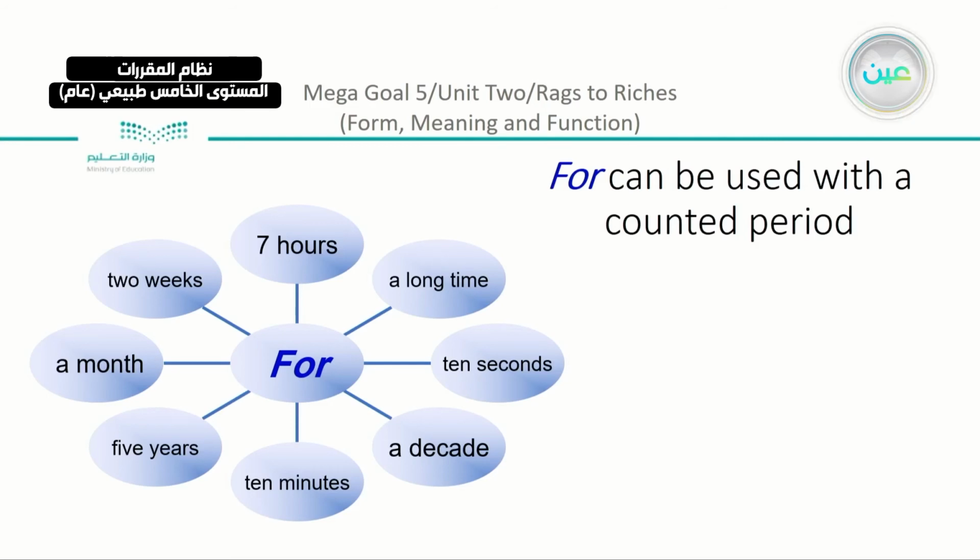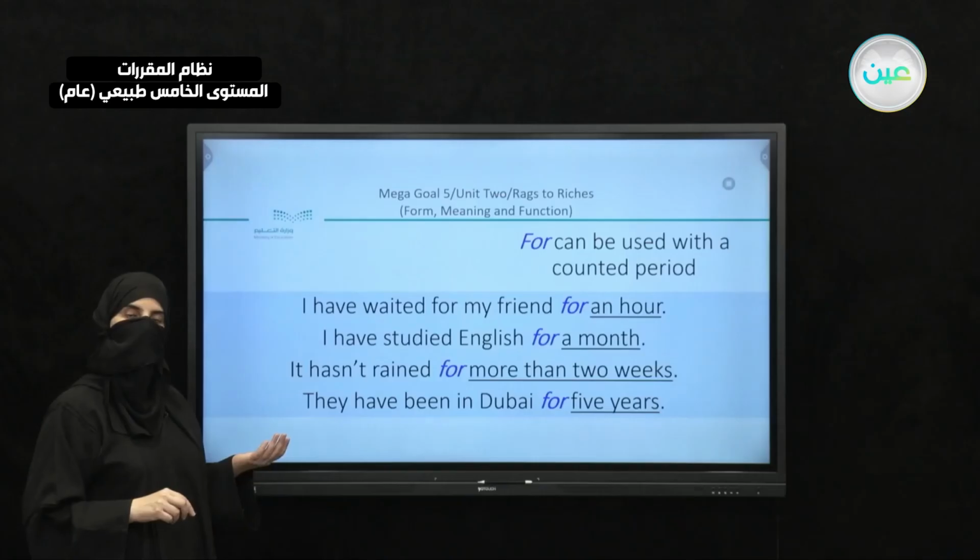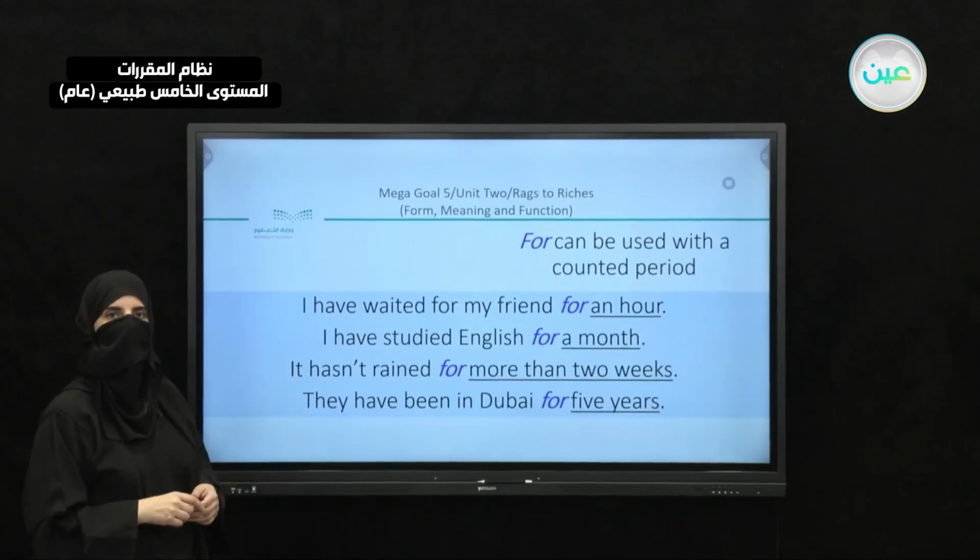So here in our examples, I have waited for my friend for an hour. As I said, it's just 1 hour. I have studied English for a month. It hasn't rained for more than 2 weeks. And they have been in Dubai for 5 years. So in all the 4 examples, you can see that there is something counted. And when you have the counted here, you use with it for.